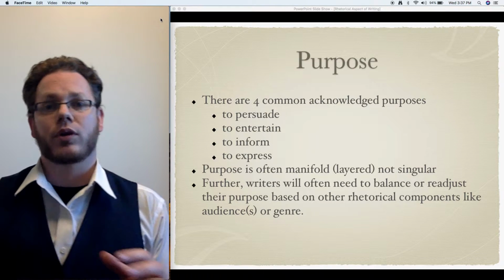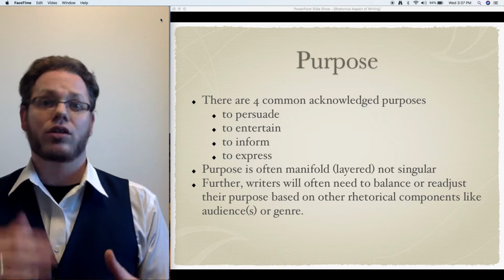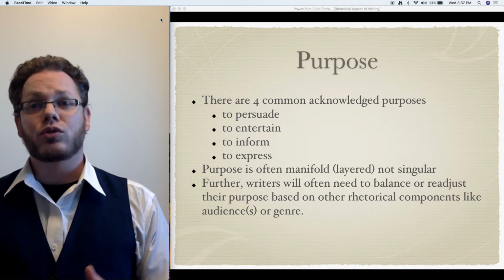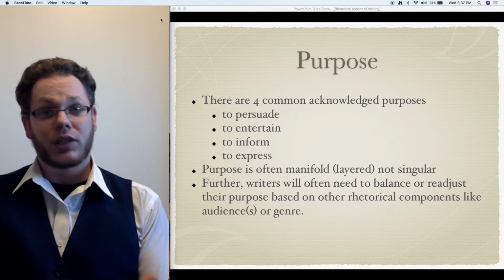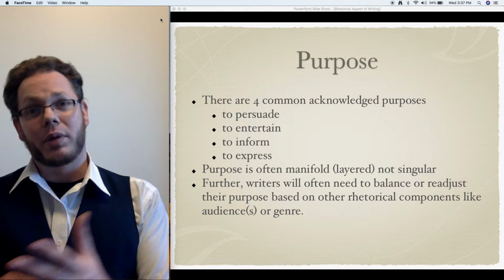But most important, when we think about purpose, we want to think of it as manifold or layered, not singular. It's rare that someone just wants to persuade. Usually we persuade, and as part of that, we also bring information that is actually meaningful, and that makes the persuasiveness more meaningful.